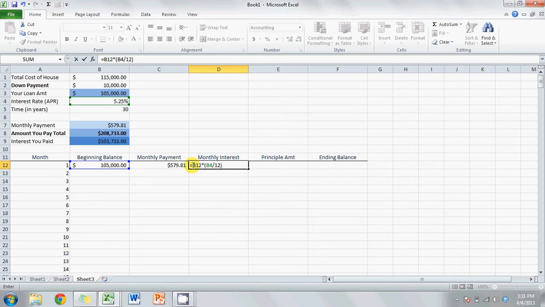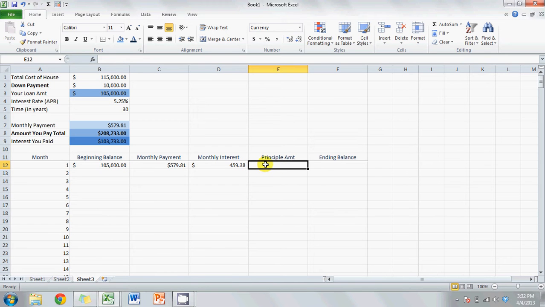You hit enter. You can see that the first month that you pay for your house, your payment is $579, but the interest you're paying is $459. So only a little over $100 is actually going towards paying off your loan during the first month. You're paying way more interest in the first month than you are principal. So we're going to calculate the principal balance now, so you can see how much money you actually paid off your loan this month.